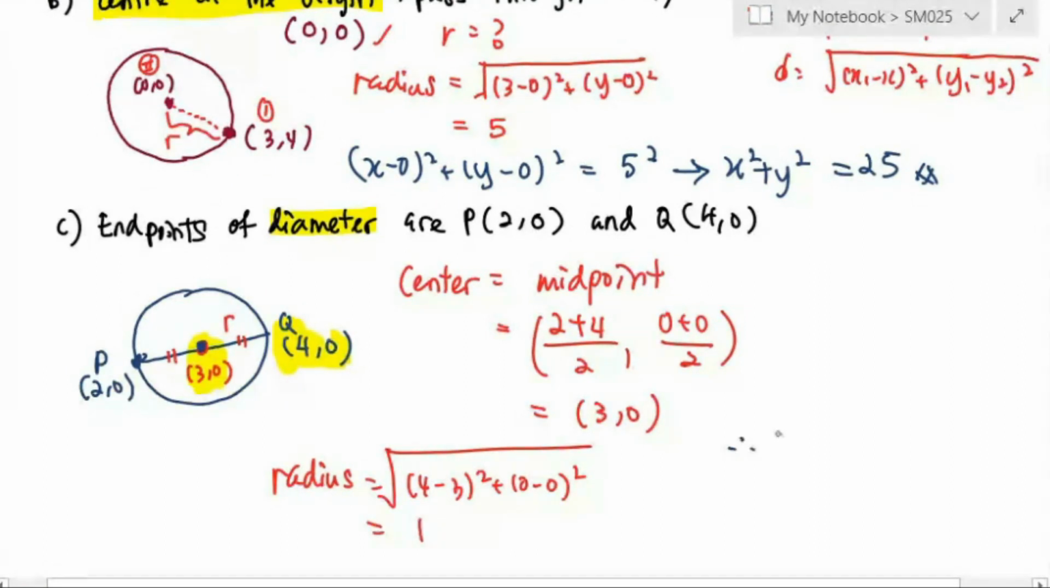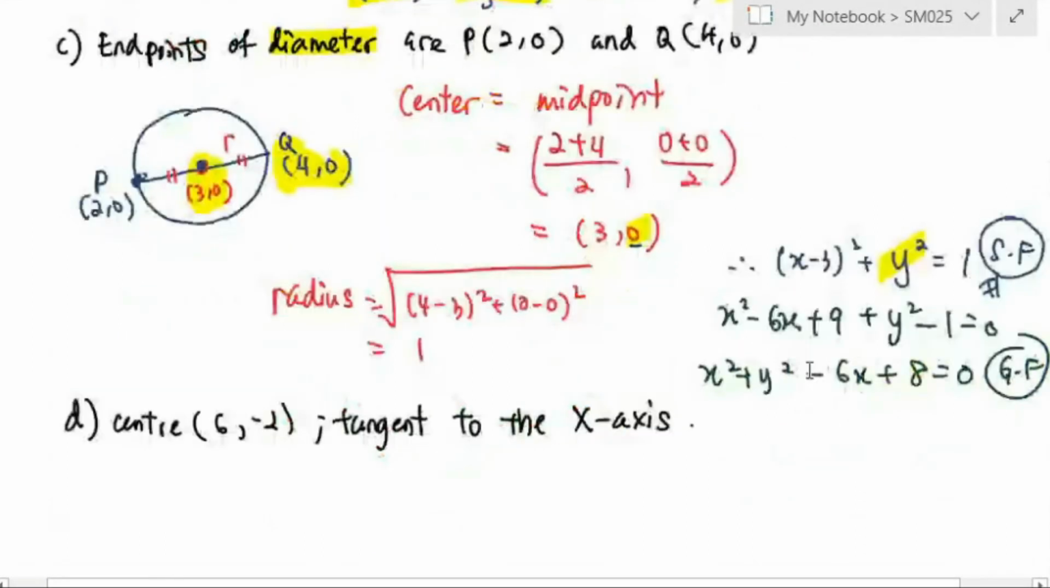So our equation will be x minus 3 squared plus, because y is 0, right? So y squared. Because y minus 0, like just now, y minus 0 is nothing, y squared. X minus 0 is nothing, just x squared. So from here I can proceed my step faster. Y minus 0, just y squared. Then what is my radius square? So 1 square will be equals to 1.